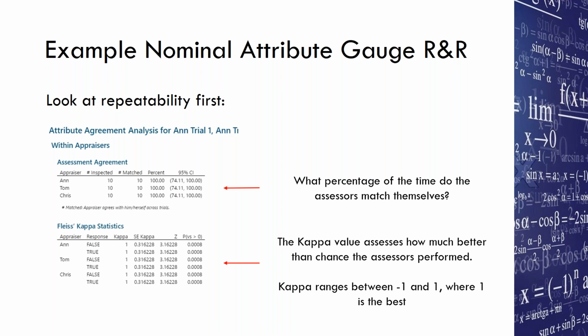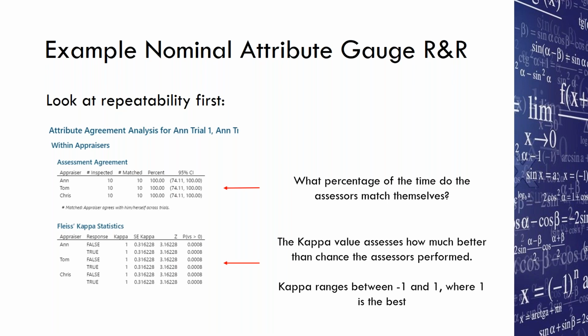The second table is where I'm going to introduce you to something called the kappa value. The kappa value is shown here in this particular column right here. The kappa value is an assessment of how much better than chance the assessors perform. And I'll get into that in a little bit more detail here in just a second. What I do want to indicate to you is that the kappa value is going to range between -1 and +1, where 1 is the best possible result that you can get.